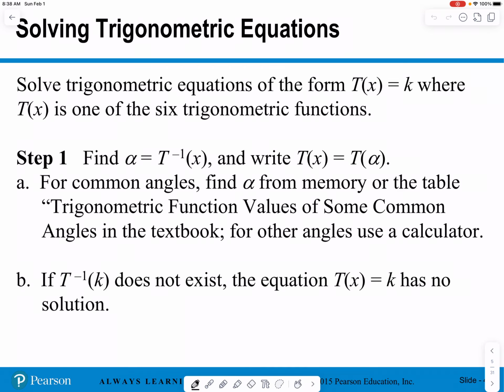So then, solve trigonometric equations of the form T of x equals k, where T of x is one of the 6 trig functions. Step 1: find alpha equals T inverse of k, and write T of x equals T of alpha. So that alpha kind of serves as a temporary angle or radian measure, right?